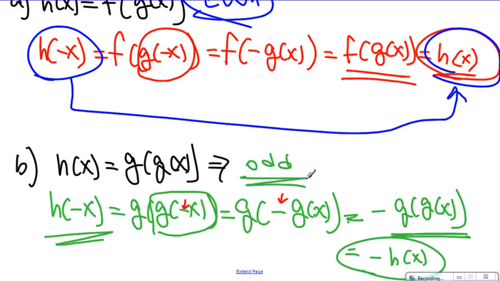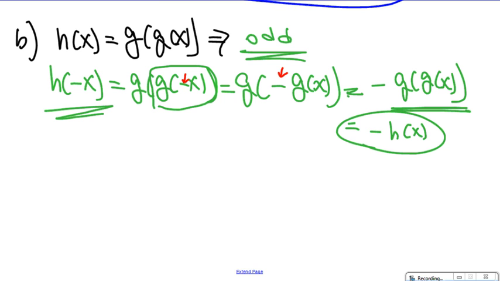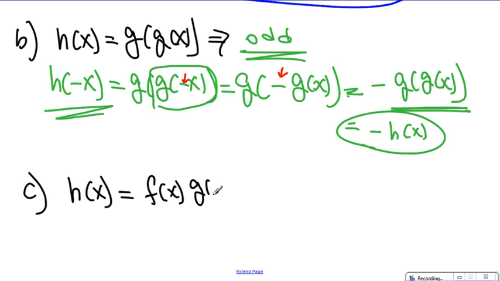All right. Let us look at one more example. Or actually, two more examples. Number C. What if we have h of x is equal to, how about f of x times g of x? We're going to multiply these two functions. Actually, not with the dot, but we're going to multiply these two functions. Right? Okay. And then what are we going to do?